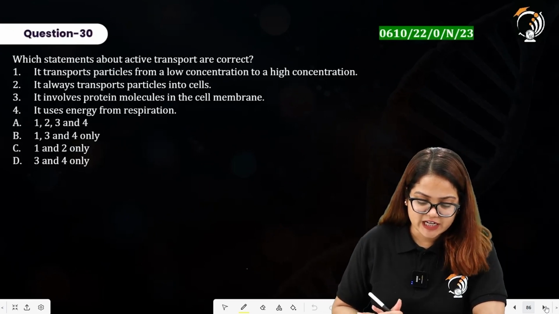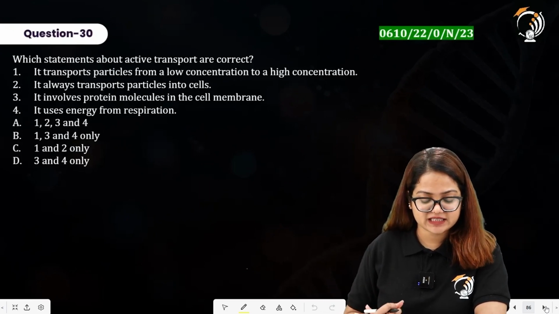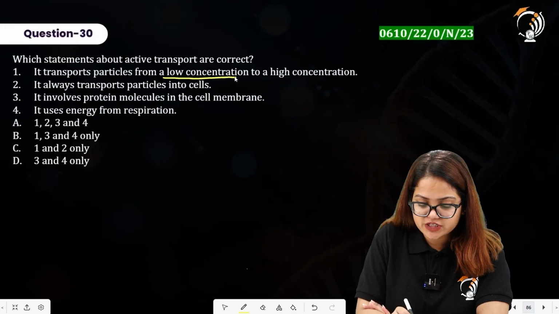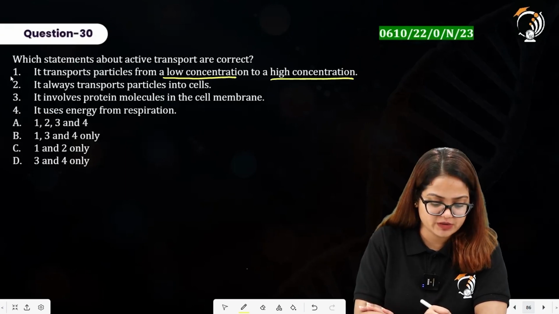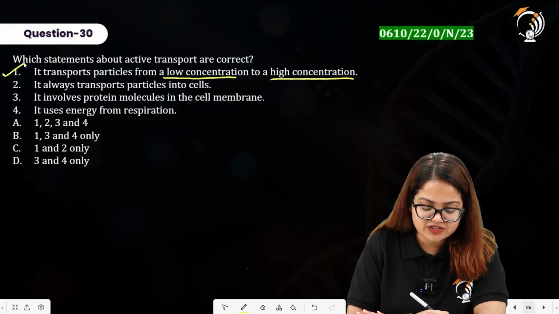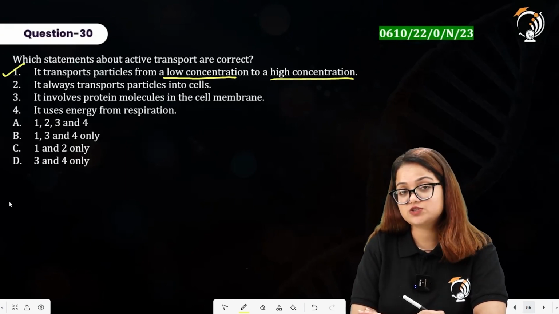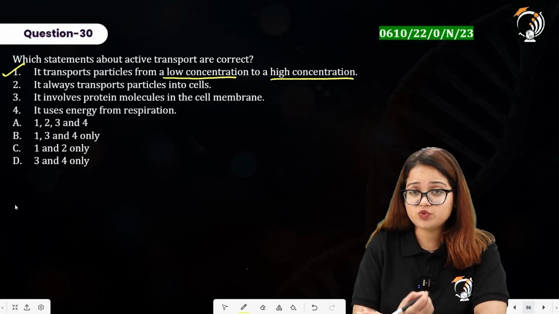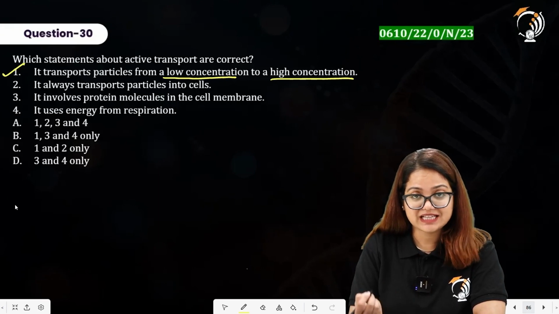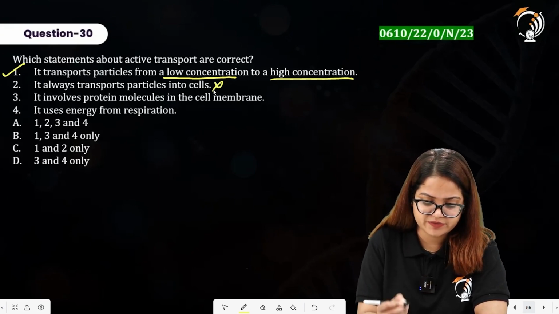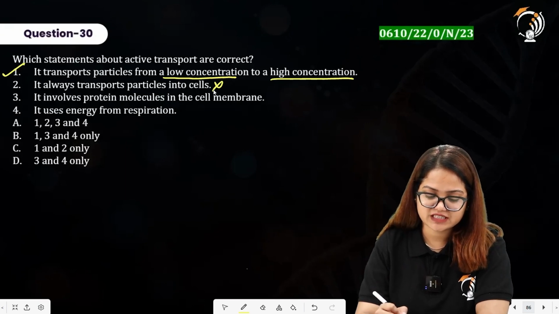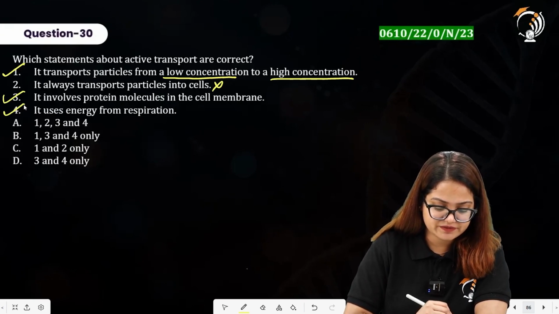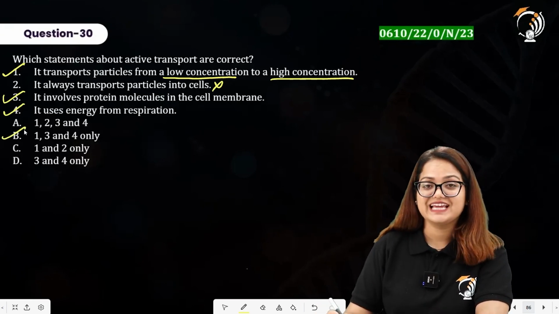Which statements about active transport are correct? We have to select that statement that is correct with respect to active transport. It transports particles from low concentration to a high concentration. We have already studied about this. This statement is correct. It always transports particles into the cell. This is not true always. So, basically it can be that there is removal of substances out of the cell. So, it is incorrect here. It involves protein molecules in the cell membrane. Yes, it does involve. It uses energy from respiration. Yes. So, first, third and fourth statements. Option B here is the right answer.